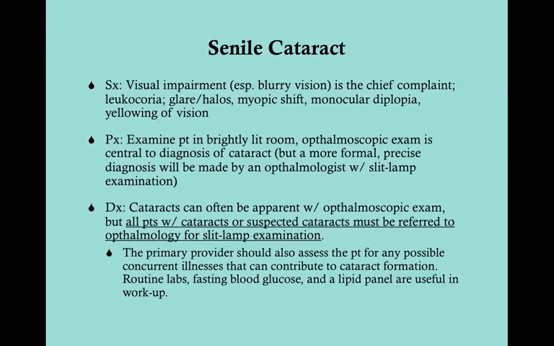So for diagnosis, cataracts, as mentioned, can be apparent with ophthalmoscopic exam, but all patients with cataracts or suspected cataracts should be referred to ophthalmology for slit lamp examination. You should also assess the patient for any possible concurrent illnesses that can contribute to cataract formation. So remember, what are the risk factors? Well, cigarette smoking, you can get that from the history.